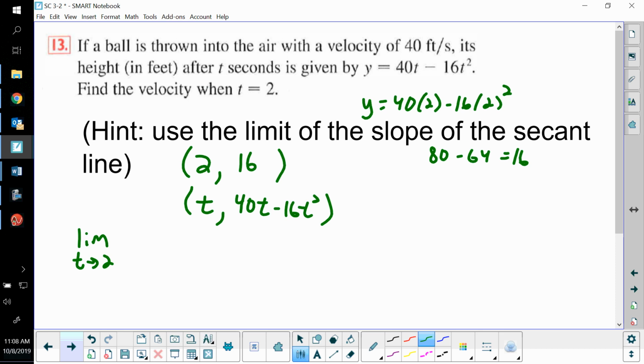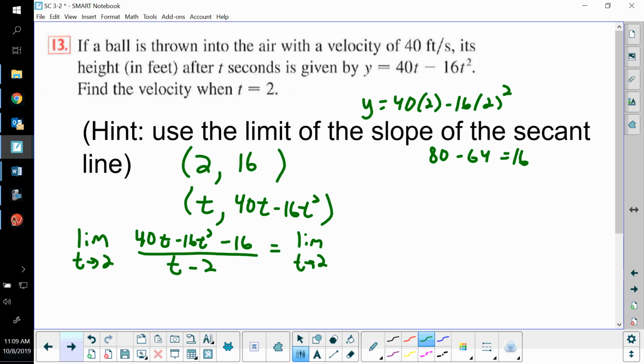Well, the instantaneous velocity is just the limit of the average velocities, and those are just slopes. So we're going to do a change in y over a change in x. So we'll have 40t minus 16t squared minus the other y value of 16, over t minus 2. So our algebraic technique, when we see something like this, we would want to think factoring. If you put 2 in for t, we get 0 in the denominator. We know we have to do some other stuff. So we'll have the limit as t approaches 2.